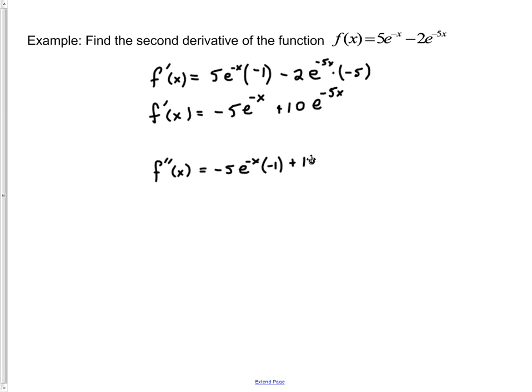plus 10. That's going to be multiplied by the derivative of e to the negative 5x, which is itself e to the negative 5x, but times the derivative of negative 5x, which is negative 5. And so simplifying one last time, the second derivative of f of x is going to be, this time negative times a negative positive, 5e to the negative x. 10 times e to the negative 5x times negative 5 is going to be minus 50 times e to the negative 5x. That's the quantity we were looking for, and so now we are done with this one.